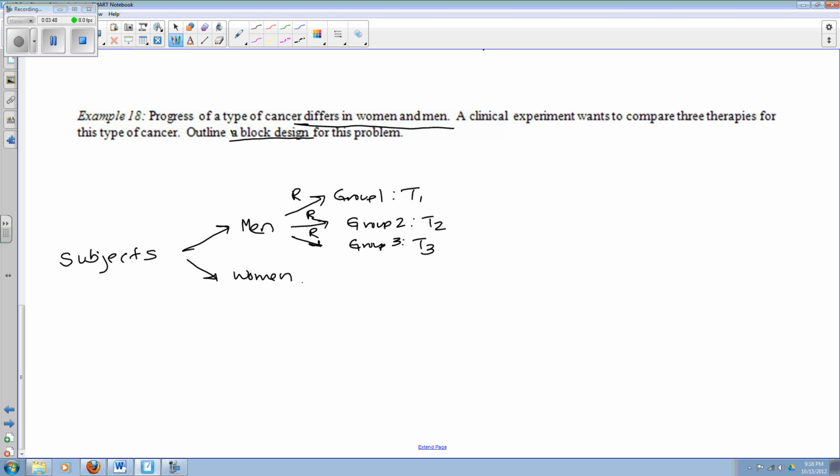So that divides up all the men. What we're also going to do is do the same thing for the women. Group 1 will also have, for women, treatment 1. We'll have group 2 for the women, treatment 2, and group 3, treatment 3. For the women, again, we're randomly assigning them to one of these 3 groups. Same process: put all their names in a hat. The first 10 you pull out go to treatment 1. The next 10 go to treatment 2. The remaining 10 go to treatment 3, something like that.